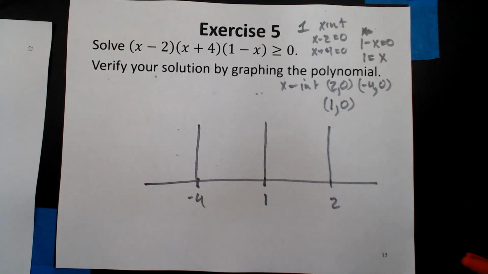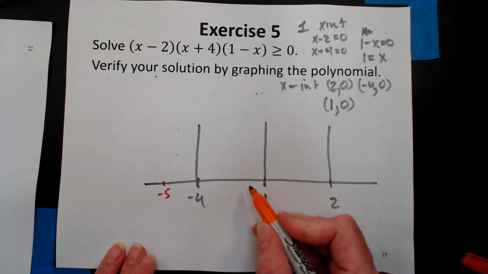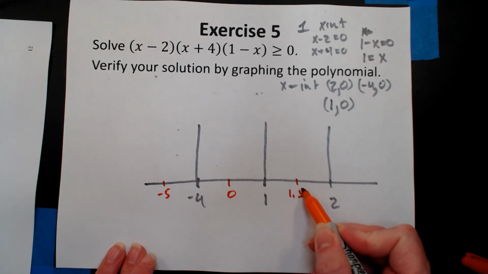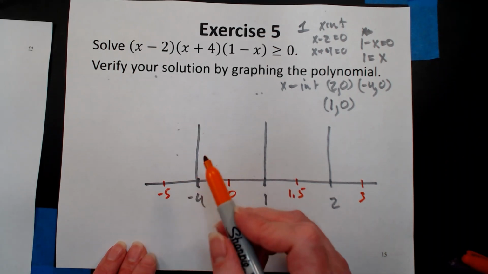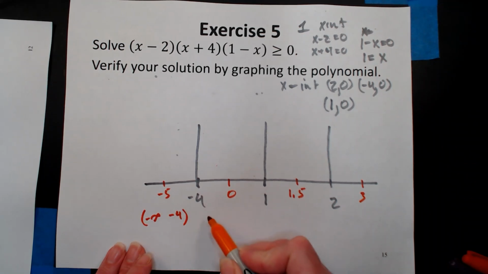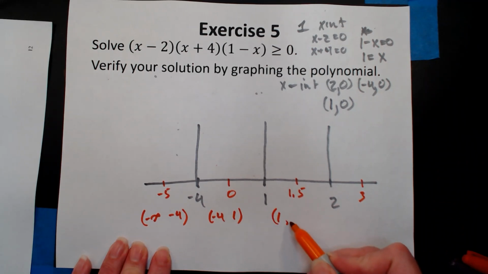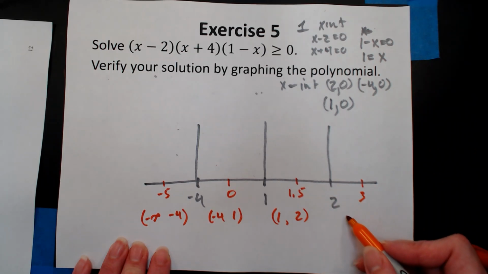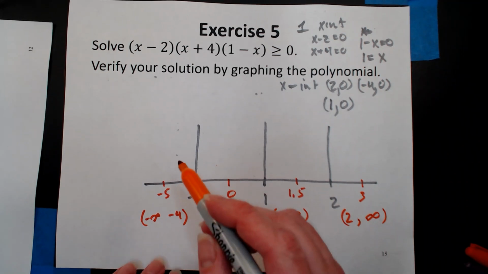So now we're going to pick our test points. And so negative 5 would be a good one in this one, 0 in this one, and this is where you're going to have to pick a decimal, 1.5, and then something bigger than 2 would be 3. Now when testing these solutions, we have the interval between negative infinity to negative 4, negative 4 to 1, and then 1 to 2. Remember, there's an infinite number of numbers between 1 and 2 you can check. 1.5 is just natural to come up with. 2 to positive infinity. So those are the 4 intervals we're looking at.